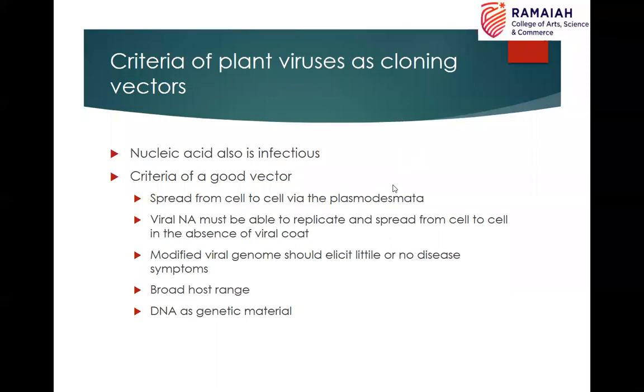Okay, so the modified viral genome should elicit very little or no disease symptoms, and the virus, whatever we select as cloning vector, should have a broad host range. It should be able to infect a very wide range of plants, so that we can use it in a number of plants as a cloning vector. And preferably the virus whichever we select should have DNA as genetic material. You also know that viruses could contain either DNA or RNA as their genetic material, but preferably we want the virus to contain DNA as its genetic material.